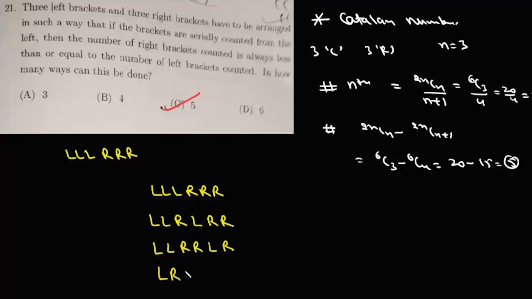So one of them could be L, L, L, R, R, R, or it could be L, L, R, L, R, R, or we can write this as L, L, R, R, L, R, or we can write L, R, L, L, R, R, or it could be L, R, L, R, L, R. So these are the only 5 cases. So either you can solve this question simply, or you can use the concept of Catalan numbers.